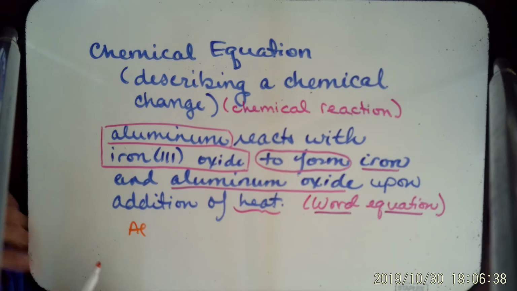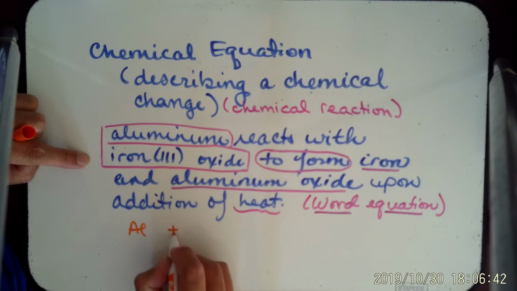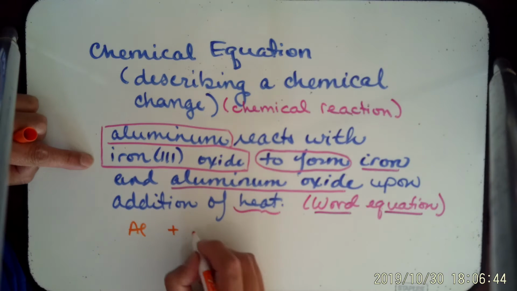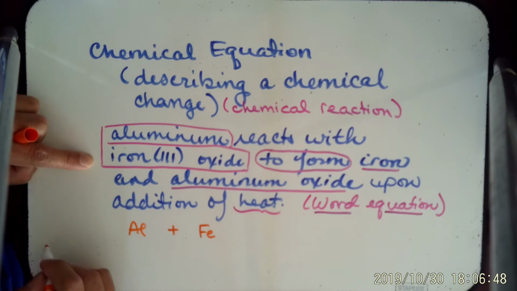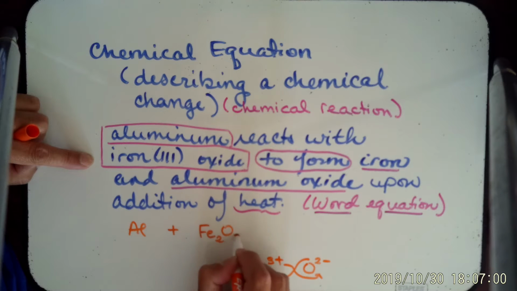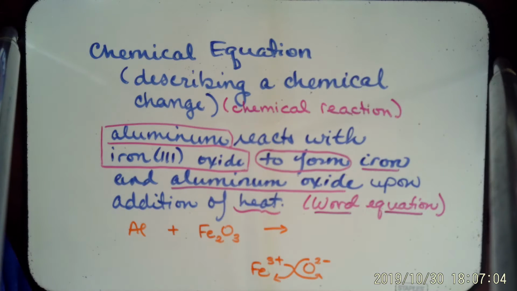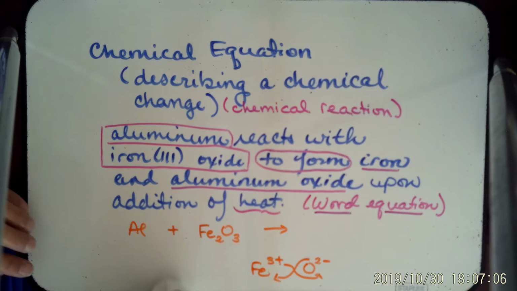Aluminum, Al, reacts with, so we're going to add iron 3 oxide. The charge of the iron is 3, and oxide is 2 minus. I'm going to crisscross them, and you're going to get Fe2O3. Okay, forms, right? Because you're saying to form.